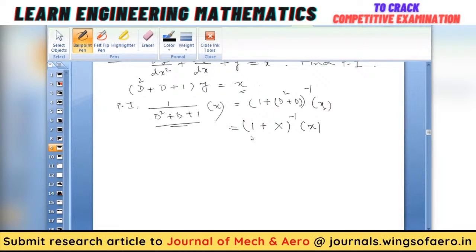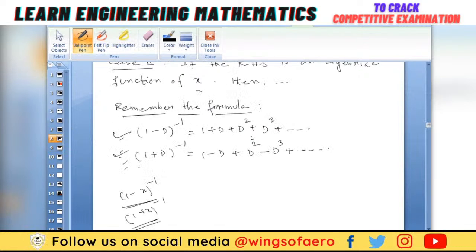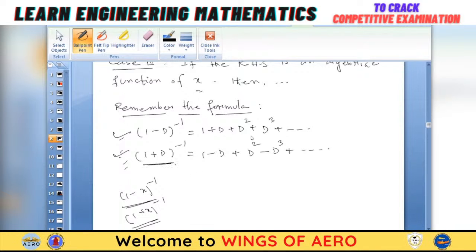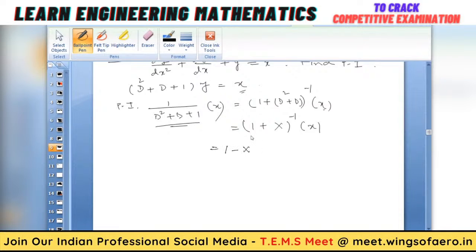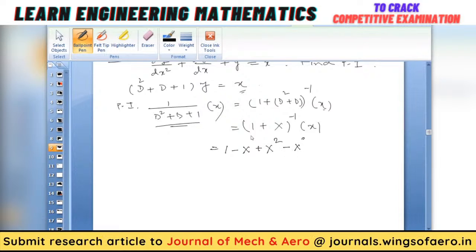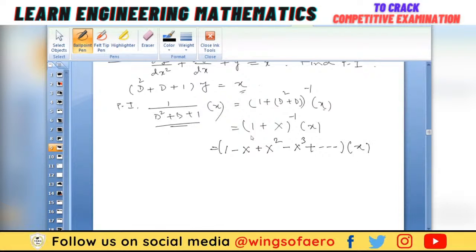Now simply use the formula. Which formula is applicable here? Because it is 1 plus, the formula 1 plus x whole to the power minus 1 is applicable. That is 1 minus x plus x square minus x cube plus dot dot dot, of x. Done.